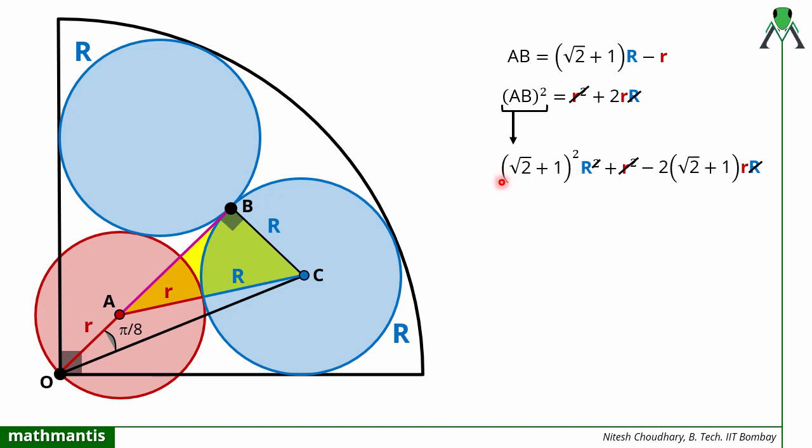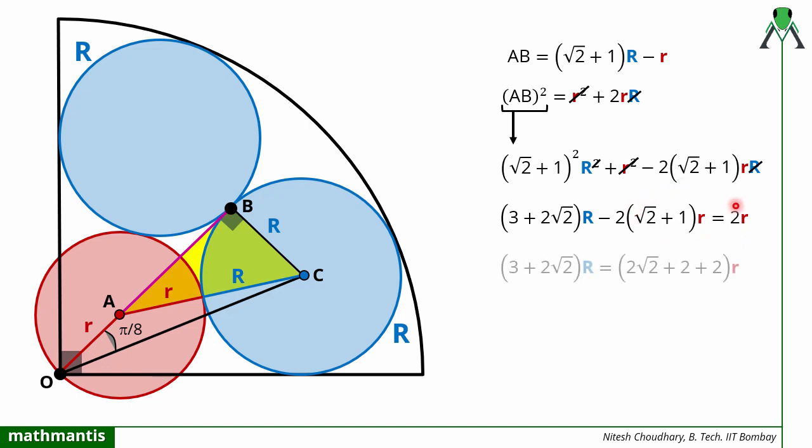Now we will simplify this. So this is root 2 plus 1 whole square, that is 3 plus 2 root 2. We can simplify using (a plus b) whole square, multiplied by capital R, minus 2 times root 2 plus 1 multiplied by small r is equal to the right side, that is 2 times small r. To find the ratio, we'll take it to the right side. It can be written like this. This minus will become plus 2 root 2 plus 2 plus 2. So it will become 4 plus 2 root 2. And this is 3 plus 2 root 2. So capital R by small r is 4 plus 2 root 2 upon 3 plus 2 root 2.